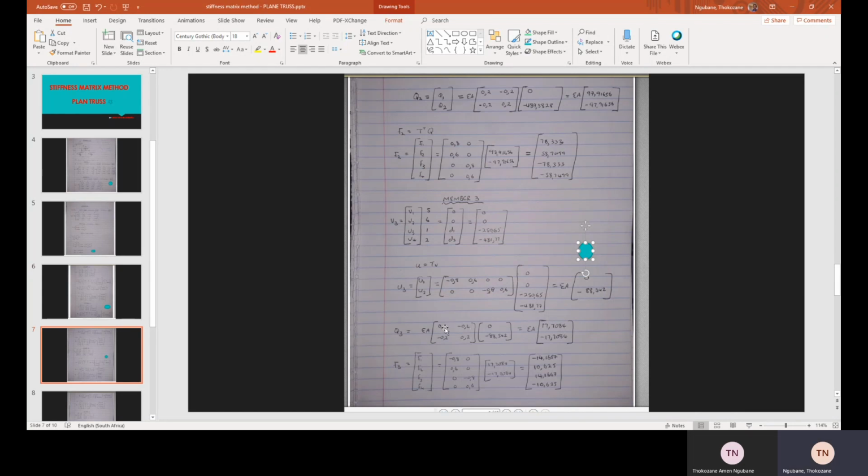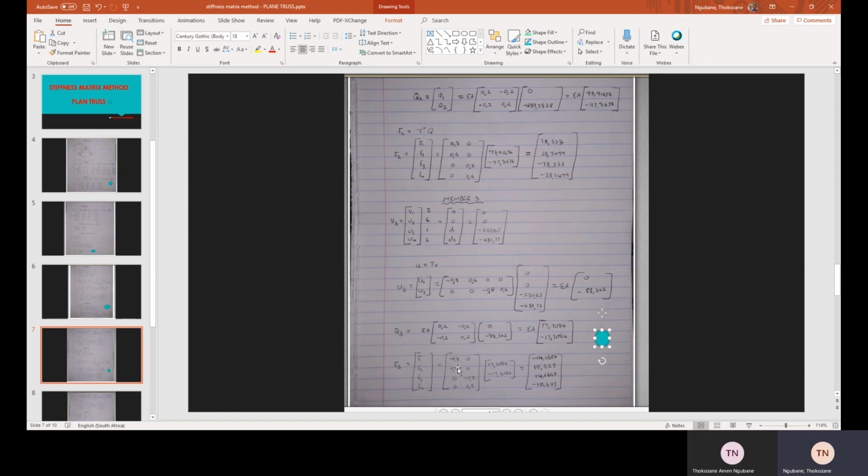We have this value. This is 1. This was 1 times 1 over 5, minus 1 times 1 over 5, minus 1 times 1 over 5, 1 times 1 over 5. And then we multiply our stiffness. This is U. We take our U from here, we multiply with this 0.2, minus 0.2. Then we get our answer as 17.7084, minus 17.7084.